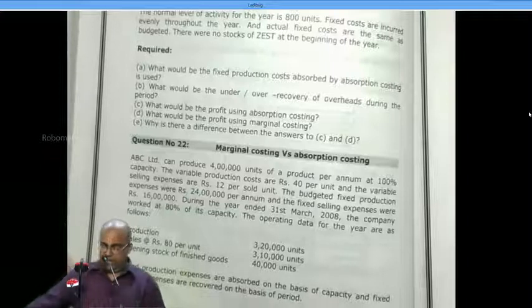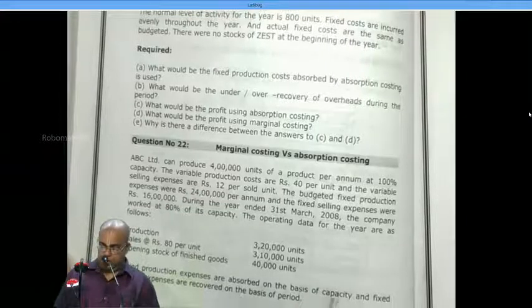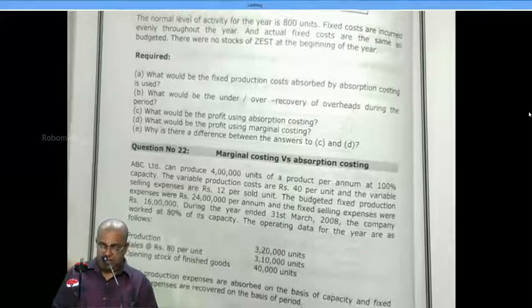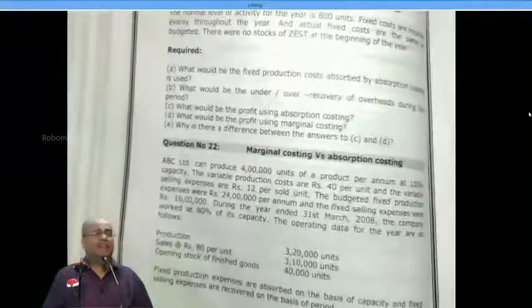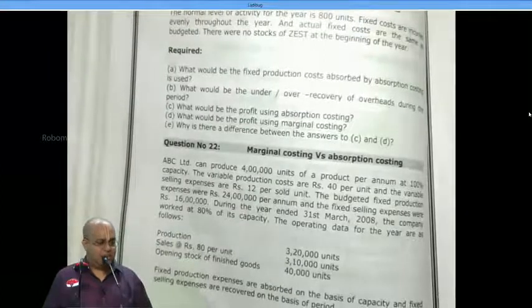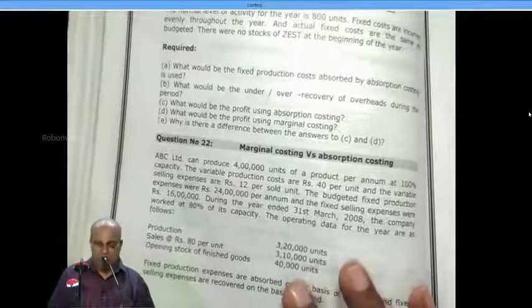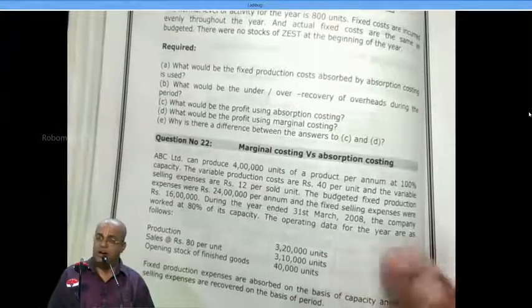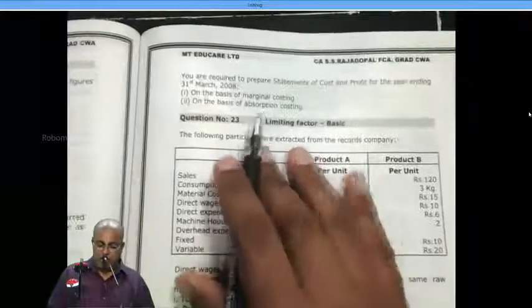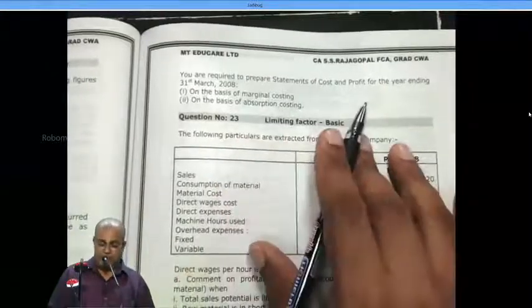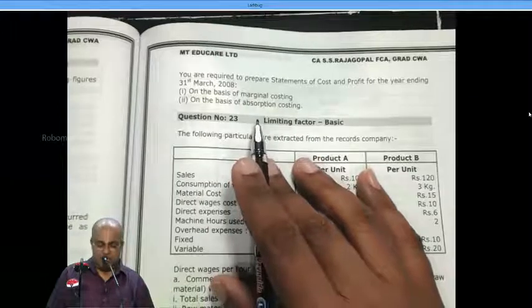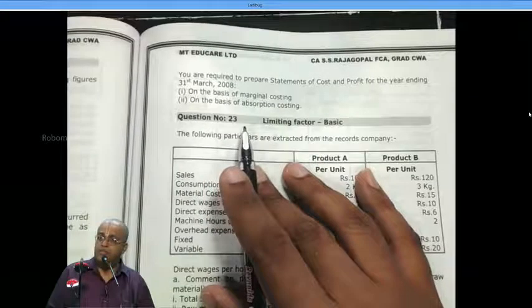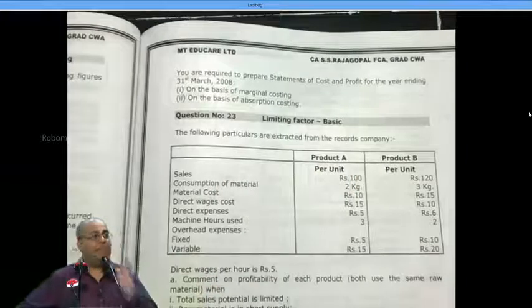Next. Fixed production expenses are absorbed on the basis of capacity and fixed selling expenses are recovered on the basis of period. That is, the selling expenses are all period cost. Respond yes or no. And the fixed manufacturing expenses is what cost? Product cost under absorption costing system obviously. Next. You are required to prepare a statement of cost and profit for the year ending 31st March on the basis of marginal costing system and on the basis of absorption costing system. Can we start or not?